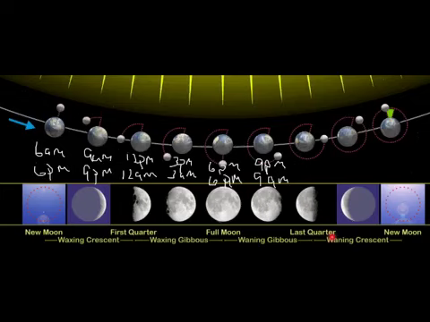The third quarter moon is going to rise at 12 a.m., 12 in the morning, midnight in other words, and it will set about 12 p.m. We continue on with its orbit.